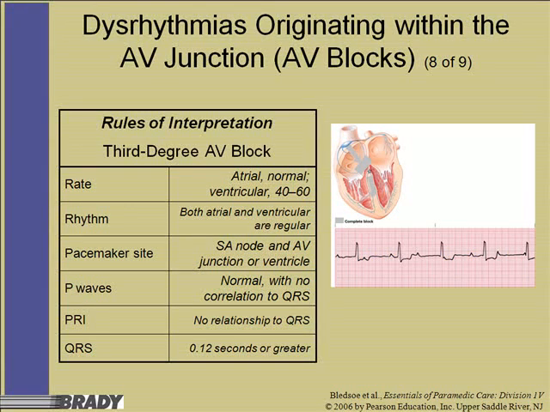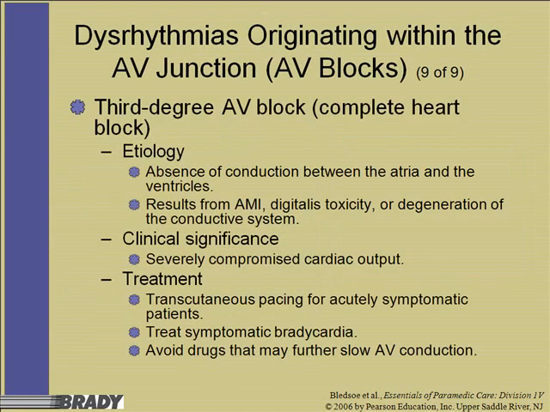So pacemaker site, again, SA node and AV junction or ventricle, so it just depends on where that could be. P waves normal with no correlation to QRS, so they're upright, they're normal, but they're not talking. The PR interval, no relationship, so you can't even count it. It doesn't even match up anymore. And the QRS is 0.12 seconds or greater because it's originating somewhere down in the ventricles.